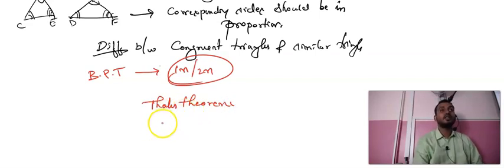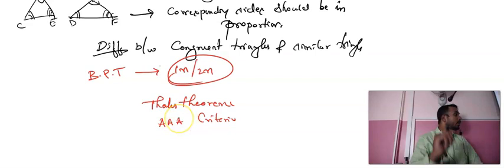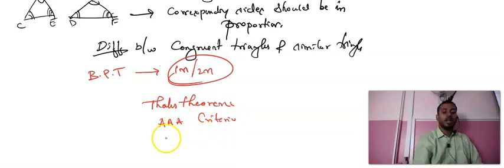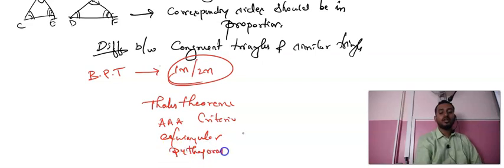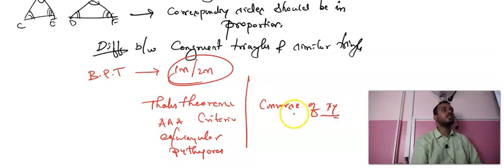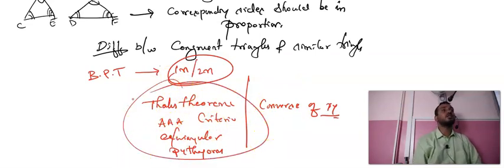After that, AAA criteria. If the areas of similar triangles are proportional to the squares of the corresponding sides. Areas of similar triangles. And next is equiangular. Do you remember? Equiangular, and then Pythagoras. Converse is rare to ask, chances are less, but to be on the safer side, you can learn the converse of the Pythagoras theorem. Chances are less, but the majority of the chances lie between these 4 theorems.